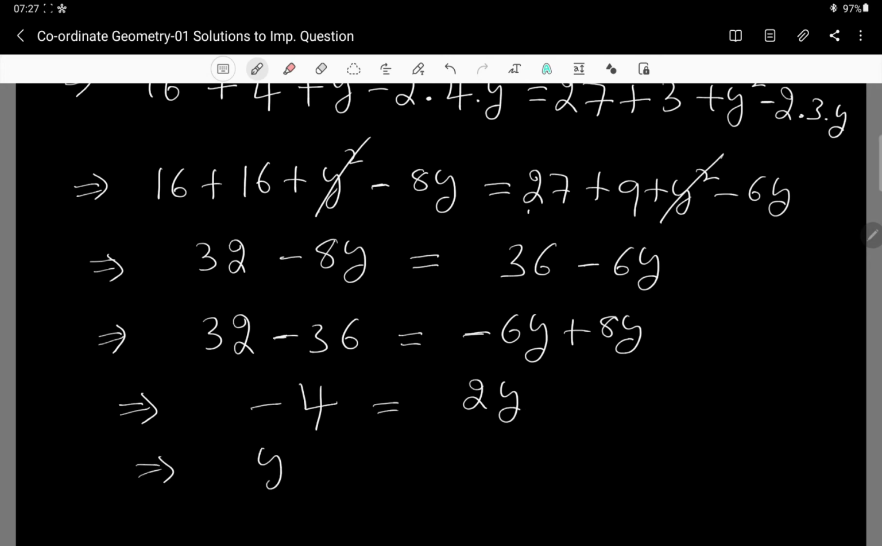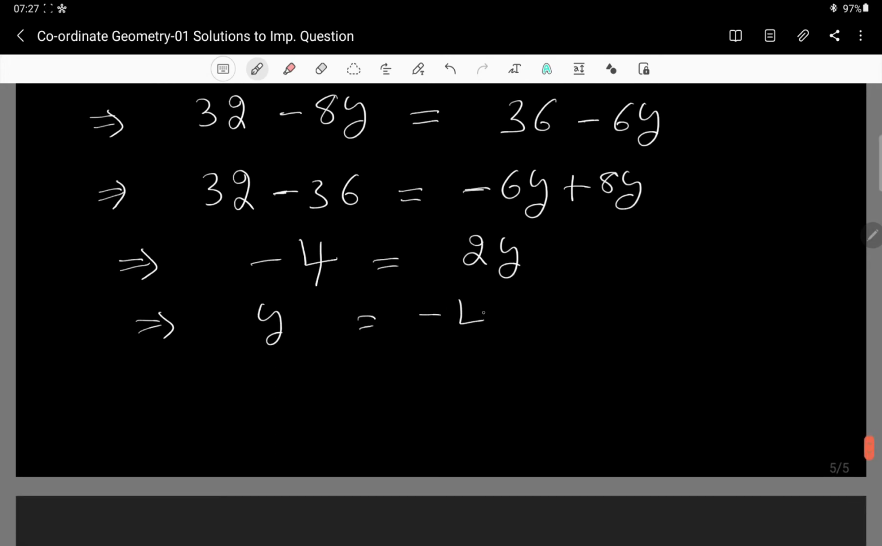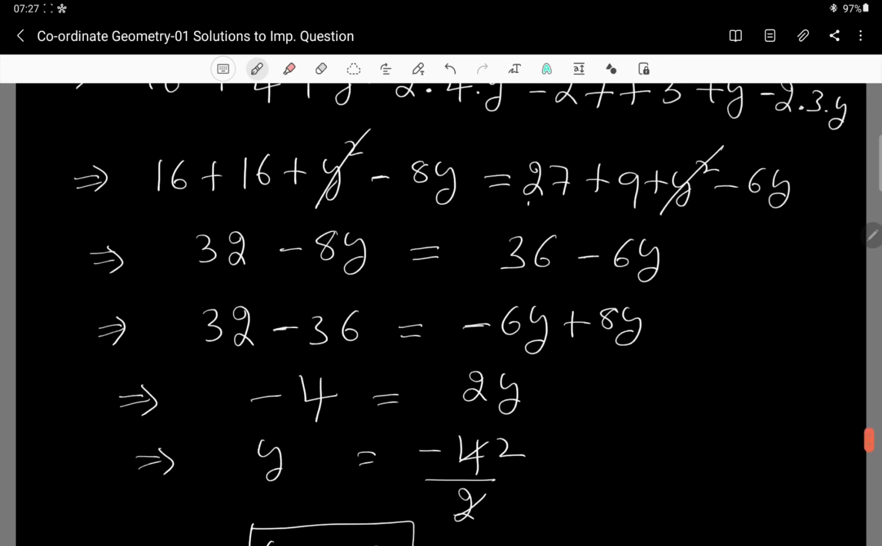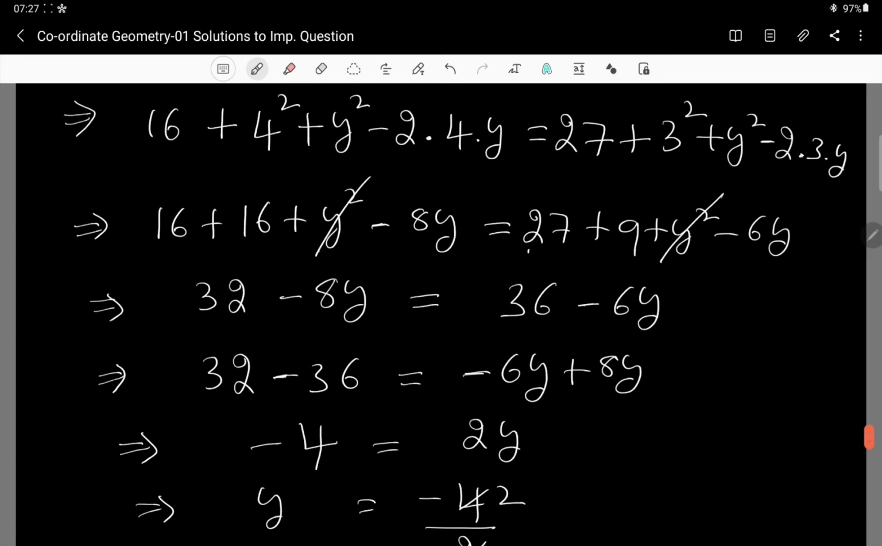All right, so y is equal to, it becomes minus 4 divided by 2. 2 ones are 2, 2 twos are 4, then the value of y is going to be minus 2. All right, so this was quite a lengthy problem, but this kind of question can be asked for 4 marks.